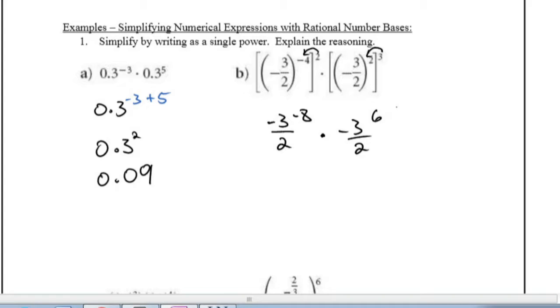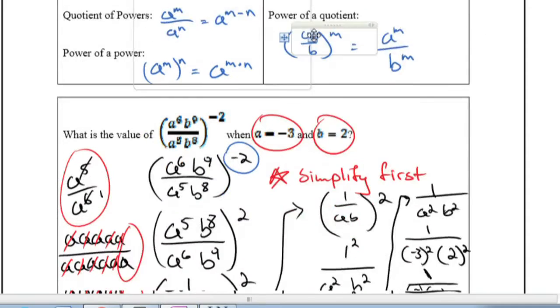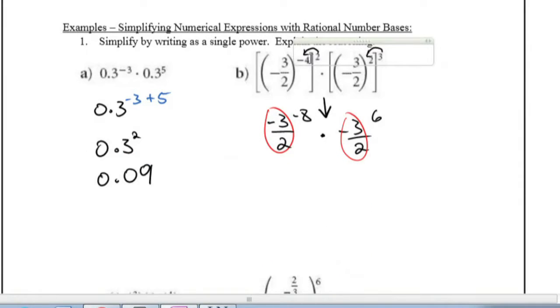Power of a power. Now I'm multiplying these things together. When I multiply exponents with the same base, in this case my base is negative 3 over 2, I add my exponents. Same base, I add my exponents. So product of powers, that's what I'm dealing with. Negative 8 plus 6 gives me negative 2.